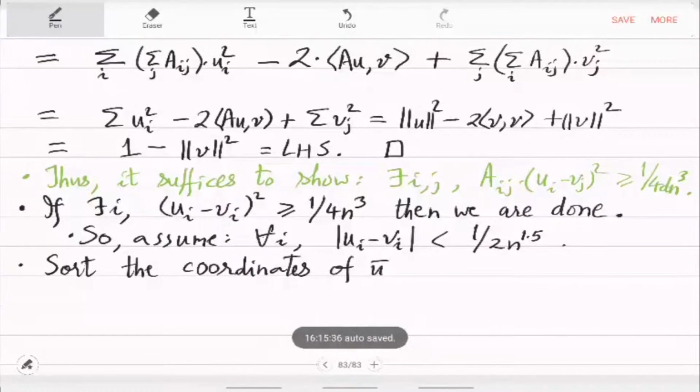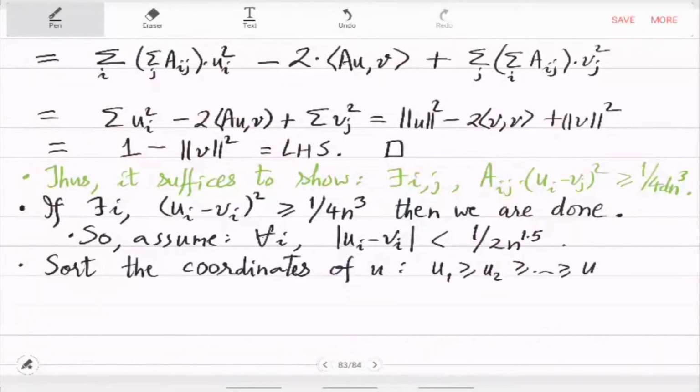Sort the coordinates of u. So what you can say is u1 is greater than or equal to u2, dot dot dot, un. And we have this information about the ui's: first, since it's orthogonal to the all-ones vector 1 bar, the sum of ui is 0. And since it's a unit vector, the sum of ui square is 1.